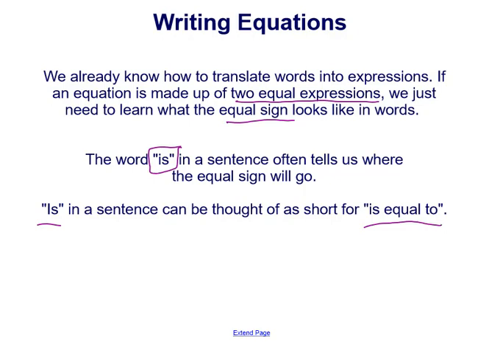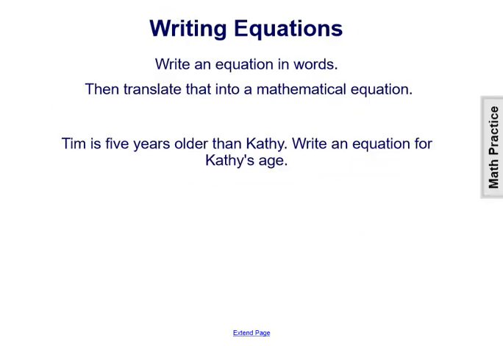So let's look at some examples. The first example we have is: Tim is 5 years older than Kathy. Write an equation for Kathy's age. So we're going to first write the equation in words, very similar to how the process was done for writing expressions. We'll write the equation in words, and then we'll translate that into a mathematical equation using numbers and symbols.